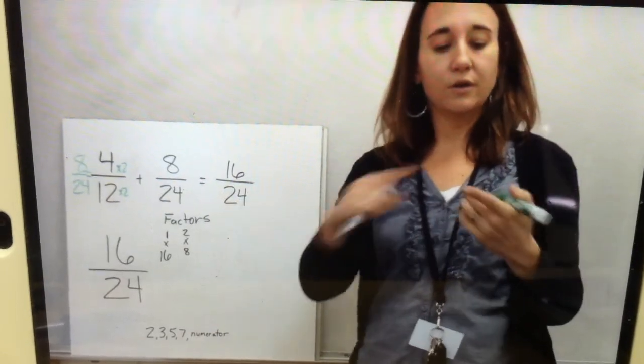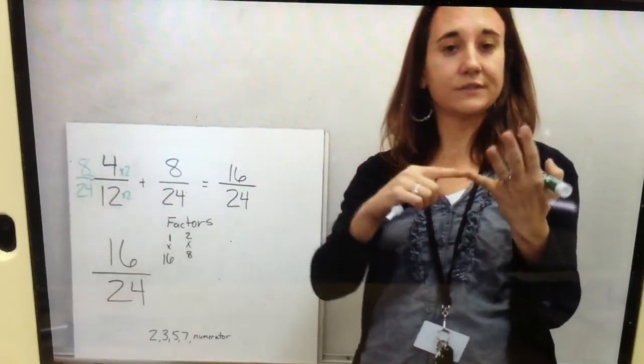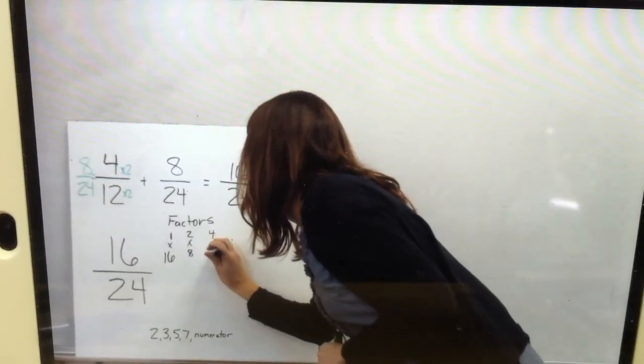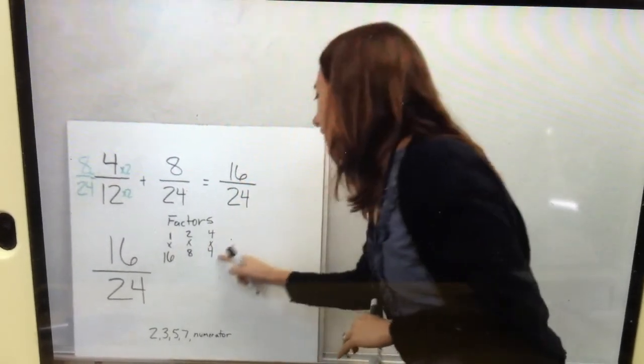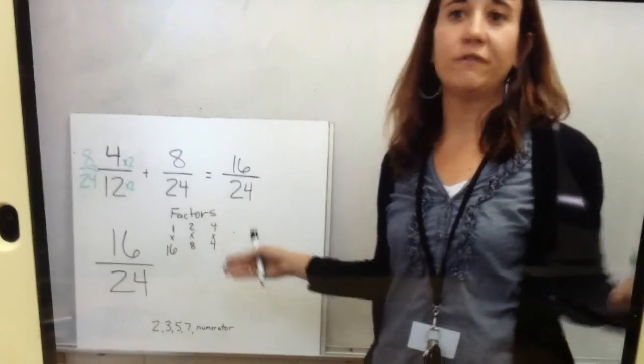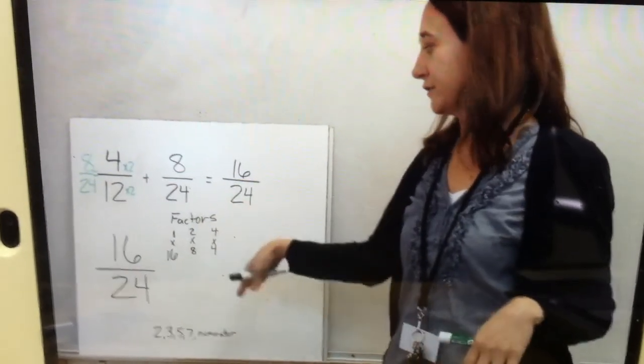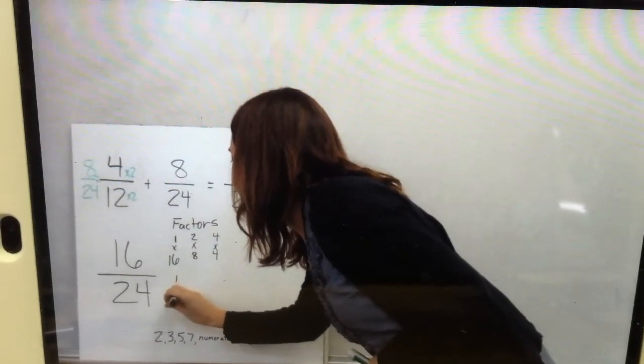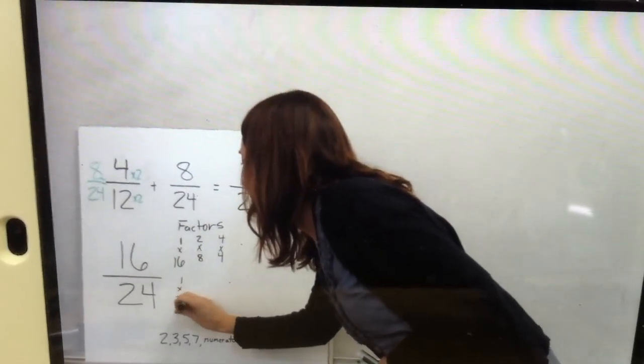What about 4s? 4, 8, 12, 16? Yeah, it will. 4 times 4. Now in this case, we've already come back around to 4, so there's no more factors. These are all the factors of 16. Let's do 24. We always start out with 1 times 24.